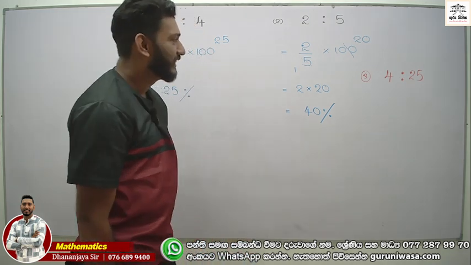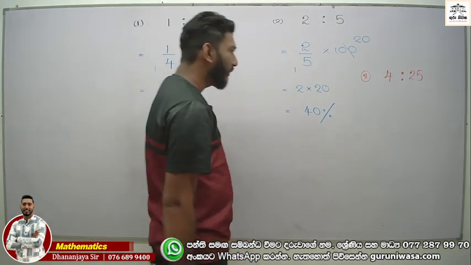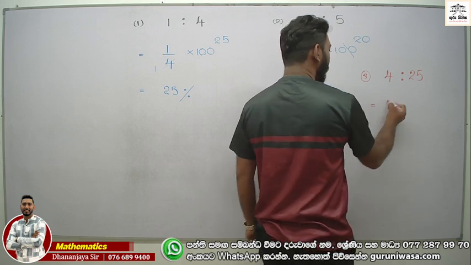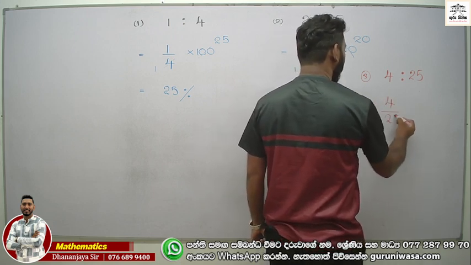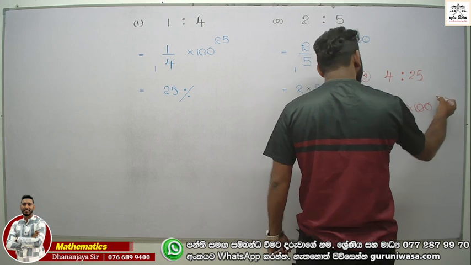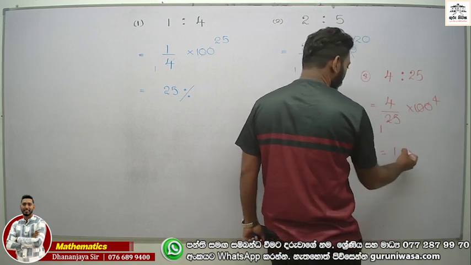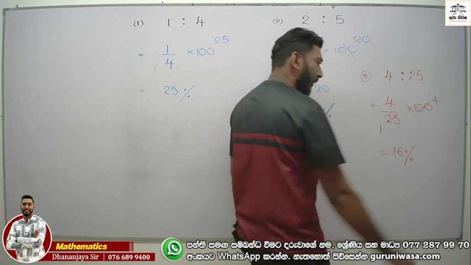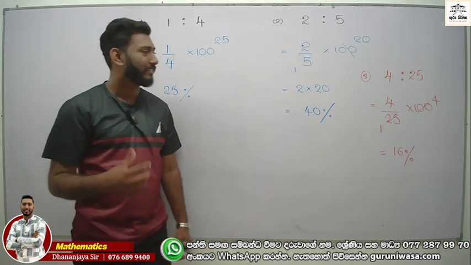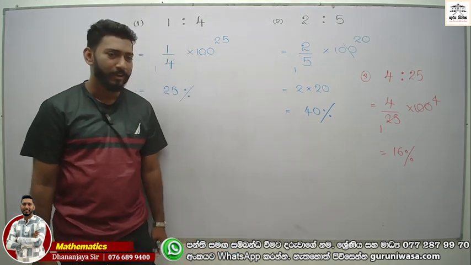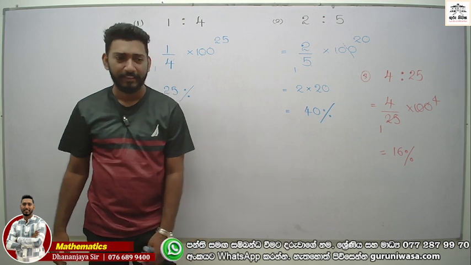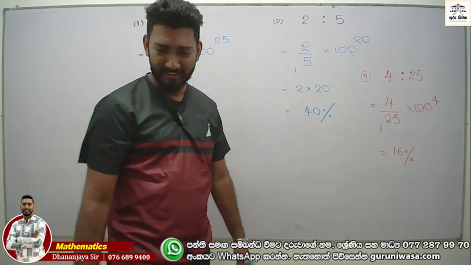Right, now listen. This one you can write as a fraction. How to write as a fraction? 4 over 25. Now I'm going to multiply by 100. Now 25 times 1 and 25 times 4, as well as 4 times 4, should be 16%. Good. Samini, do you understand this? Yes, sir. Okay.